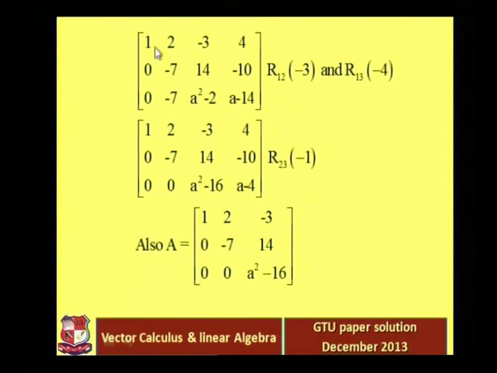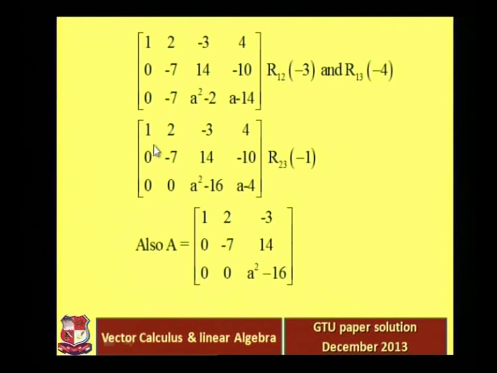Now see, is this matrix in row echelon form? No, because this is a leading entry, and below it we have 0. Now this is our leading entry in the second row, and below that leading entry we don't have 0 here. So we have to make 0 here, so we multiply the second row with minus 1 and add into the third row.